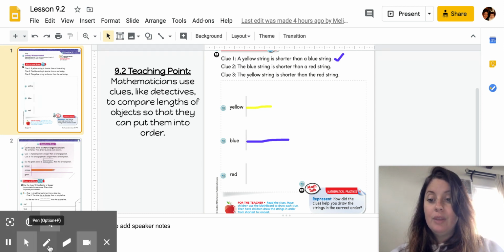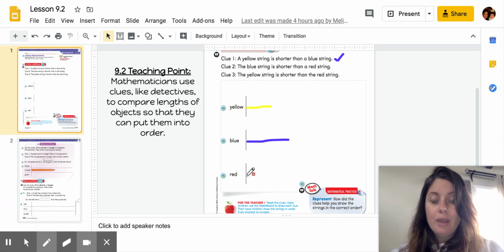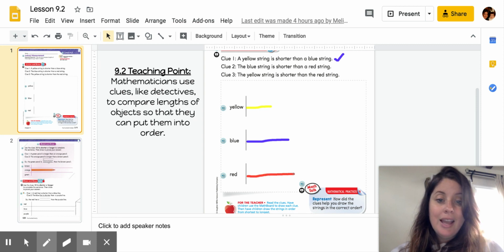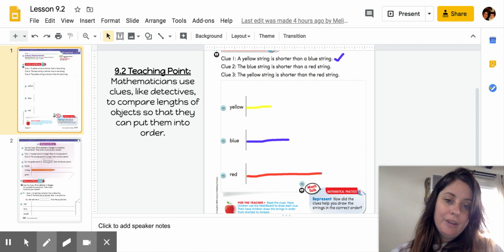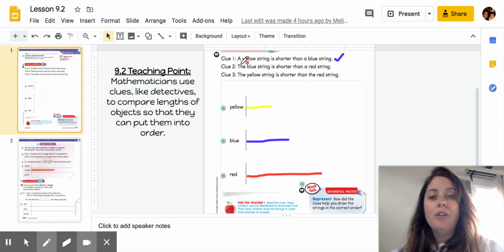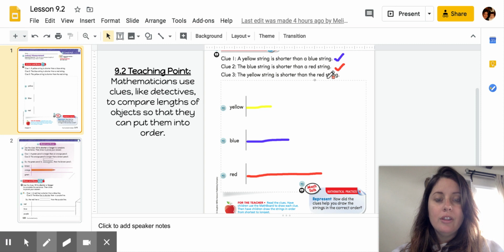So let me go back and get my red pen, and I'm going to make my red string, about the same size and a little bit longer, so that I followed clue 2. The blue string is shorter than the red string. Yes, in this picture it is, so I followed that clue. All right, now I'm going to read clue number 3. The yellow string is shorter than the red string.